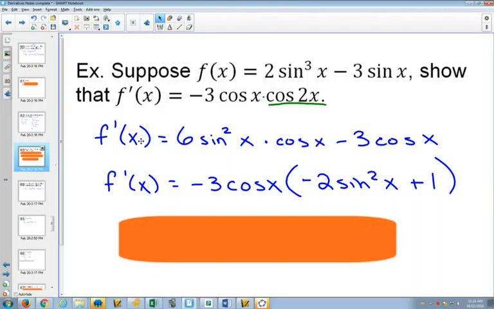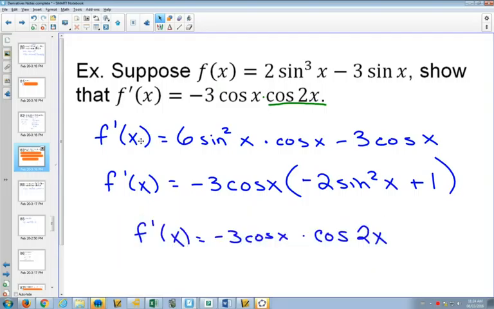And once I factored it out, what I'm left with is a minus 2 sine squared x plus 1, which is the same as 1 minus 2 sine squared x. Remembering our double angle identities for cos, that's one of our double angle identities for cos. So then you can just replace that set of brackets with cos 2x. But what we did as a strategy is we saw that we needed a negative 3 cos x out in front. So we used that as a hint to tell us we should factor that out. And then we can move forward, and it's more obvious to see the cos 2x in there.